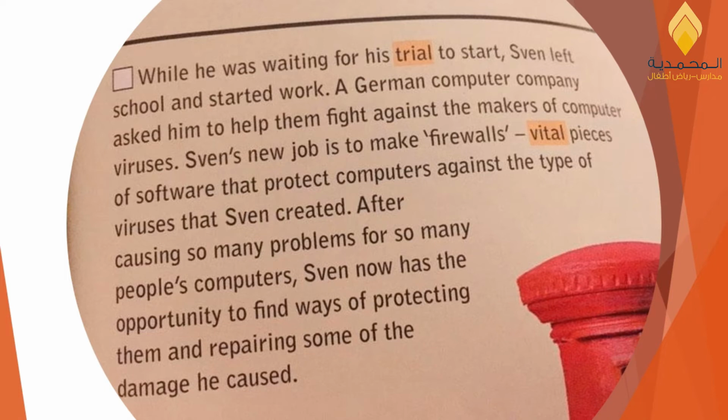As you can see, after committing a crime, you have to wait for the trial. So what do we mean by the word trial? It is an examination in a court. So you have to see the judge, and the judge is going to decide what is your punishment.